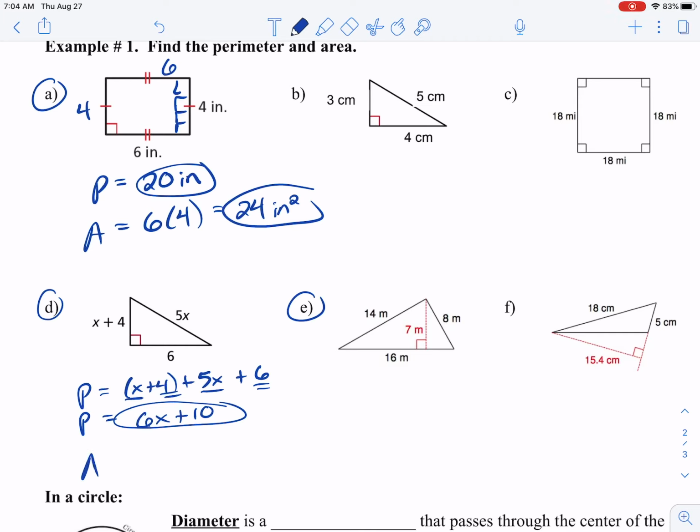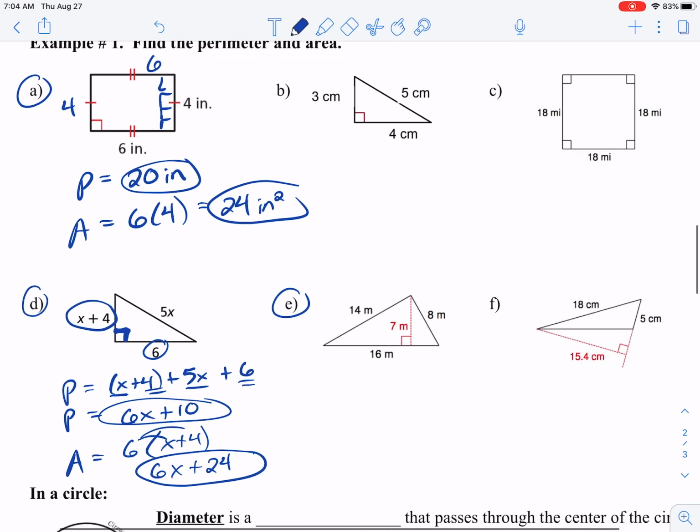And then for area, okay, be really careful with area of triangles. The base and the height need to meet at the 90-degree angle. So in this example, the height's the side of the triangle because this is a right triangle. So we would say 6 times x plus 4. Don't forget to distribute. We get 6x plus 24 for our area.